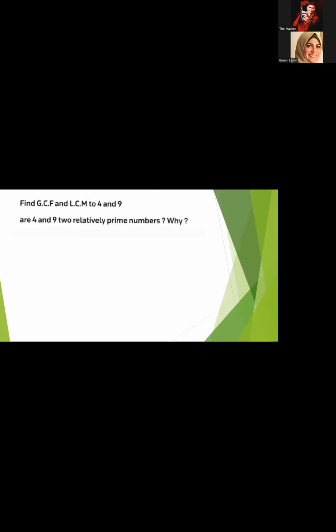Try to solve this example. He asked me to find the GCF and the LCM for 4 and 9, and to decide whether they are relatively prime numbers or not. So I have 4 and 9. 4 is factorized to 2 times 2. 9 is factorized to 3 times 3. Writing my two lines, 4 is equal to 2 times 2. 9 is equal to 3 times 3.